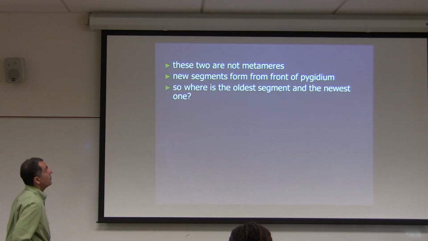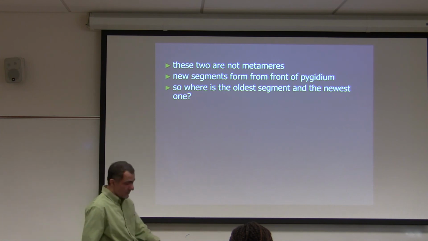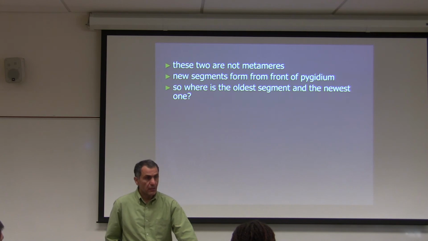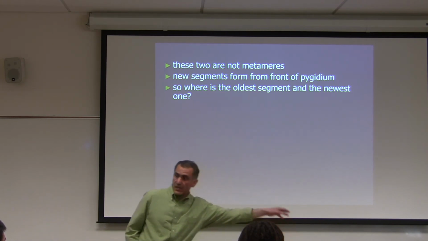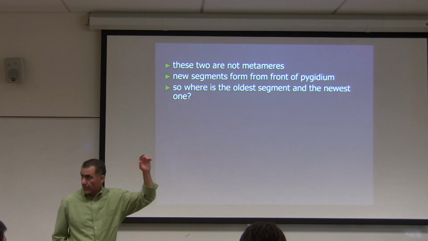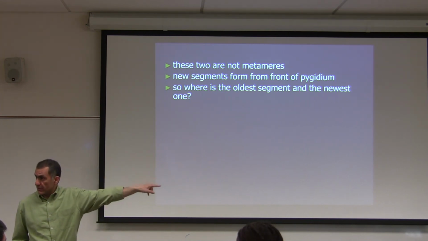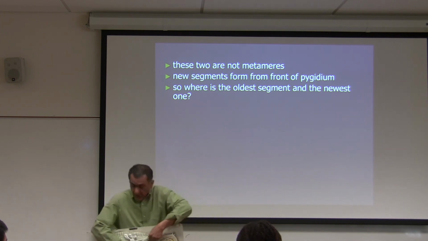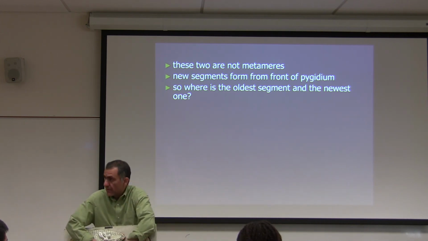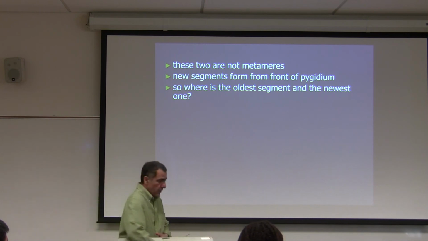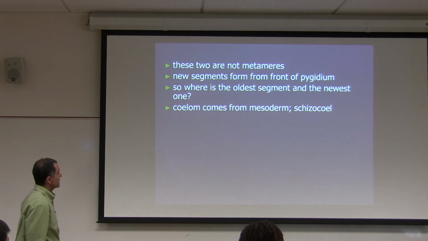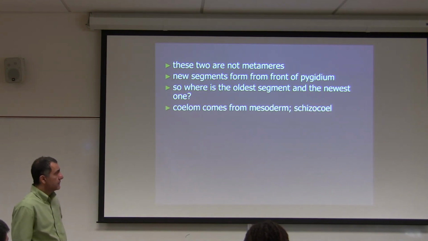So where is the oldest segment and the newest segment? The oldest segment would be toward the anterior portion of the animal. And the newest segment is toward the posterior end, where the pygidium is. This is the anterior end toward the front of the animal. This is the posterior end toward the end of the animal. So, what else? Coelom comes from mesoderm, schizocoelous.